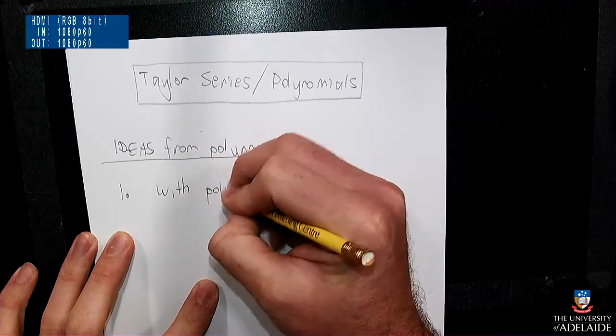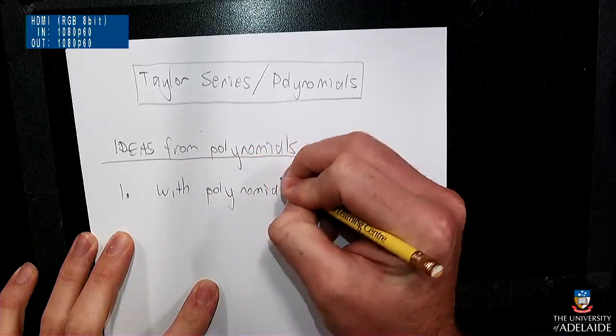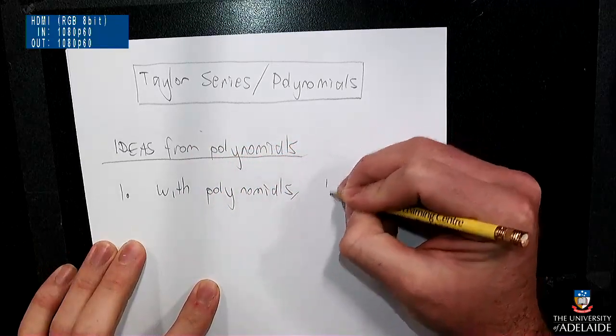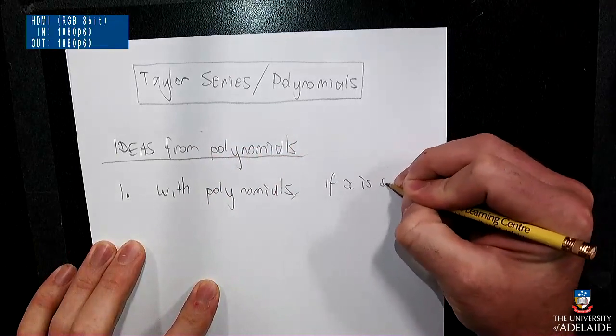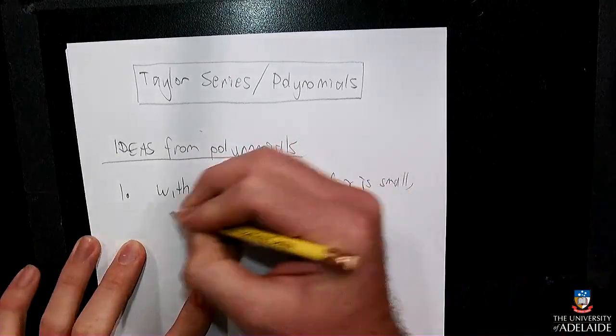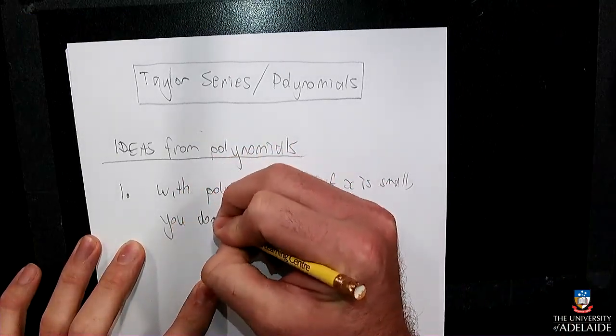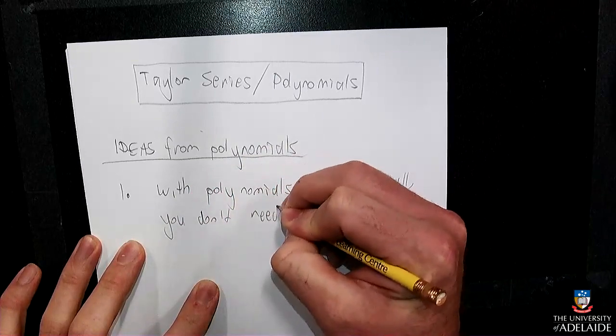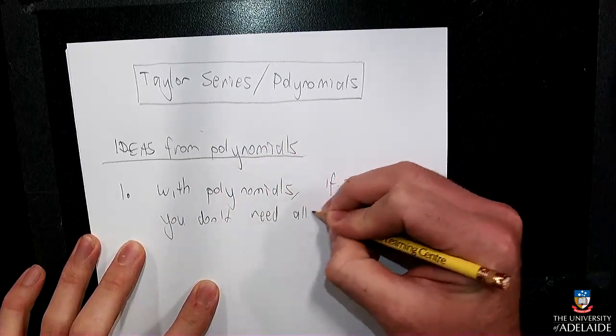So I'm going to write that down. So with polynomials, if x is small, you don't need all the high power terms.